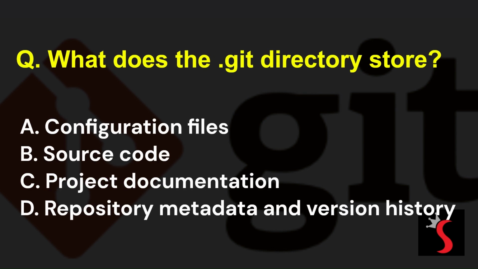What does the .git directory store? A. Configuration files. B. Source code. C. Project documentation. D. Repository metadata and version history.